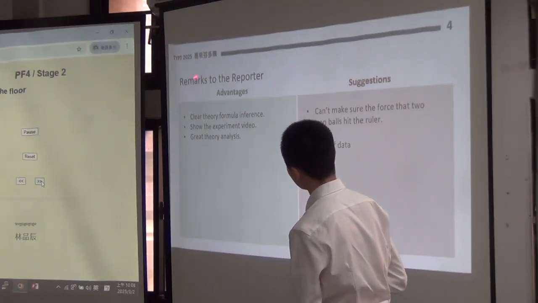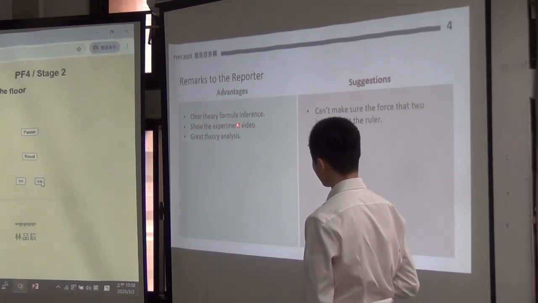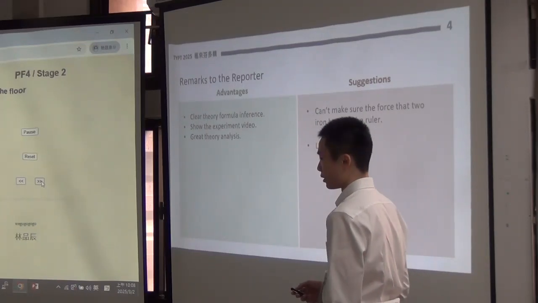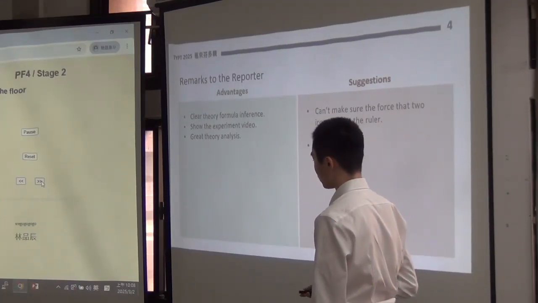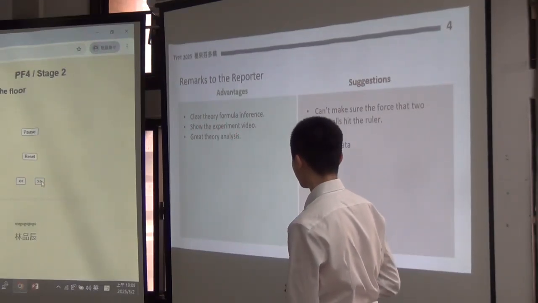For the advantage part, their theory formula is clear, and they show the experiment video to make it easier for us to know what they did in the experiment, and they do great theory analysis.